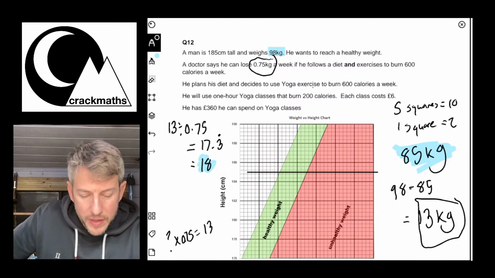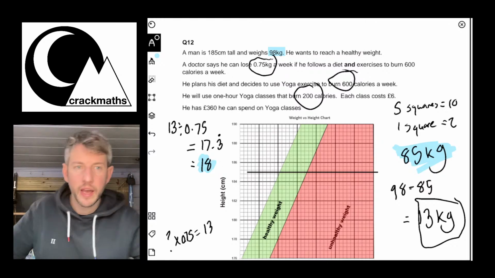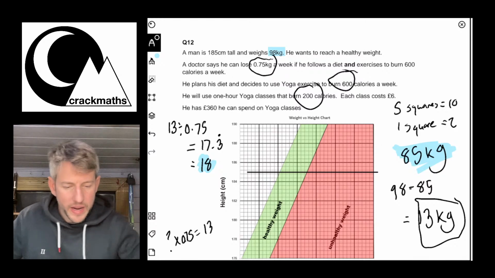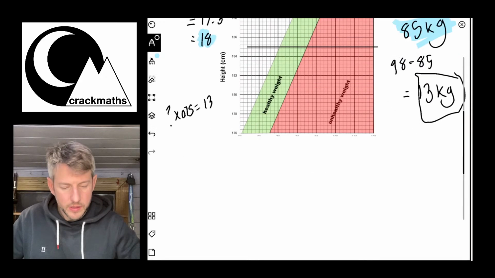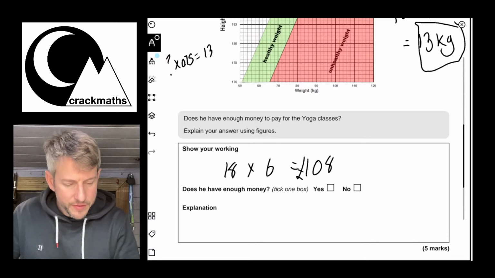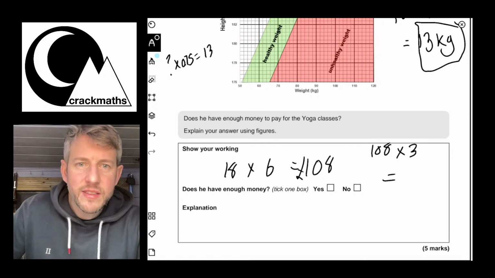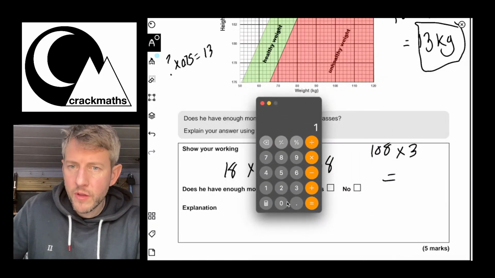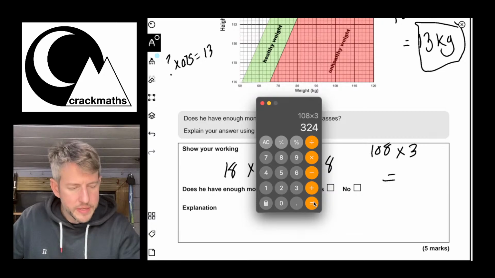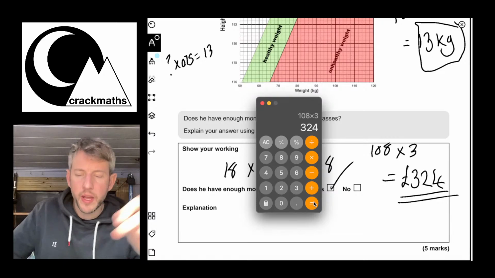Right, okay, this is the bit. Each yoga class burns 200. He wants to burn 600. So he's going to go to 3 yoga classes a week. Okay, so we're going to need to multiply our 108 by 3. So this is the cost if he went once a week. So then we have to do 108 times 3 so that he gets to 3 classes a week. And that gets us a number much closer to 360. So 108 times 3 equals £324. So he has enough money to buy the yoga classes.